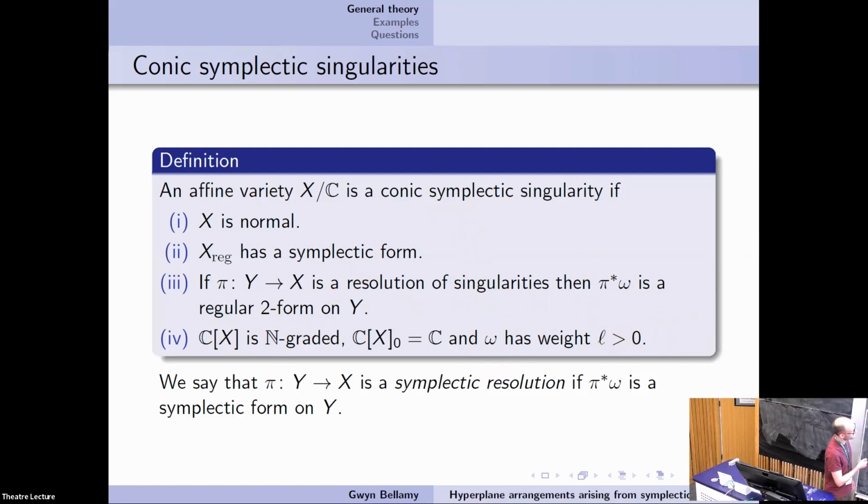There's a technicality in this part 3. I said that you want this to extend to a regular two-form on the whole variety. Now, that's not the same as saying it's a non-degenerate two-form. Saying it's regular means that this thing has no poles, but you really want it to be symplectic, so you want it to have no zeros as well. In those cases where it has no zeros, it's actually a symplectic form on Y, and we say that this resolution is a symplectic resolution. Just another comment: there are many examples of conic symplectic singularities. Symplectic resolutions are much rarer.